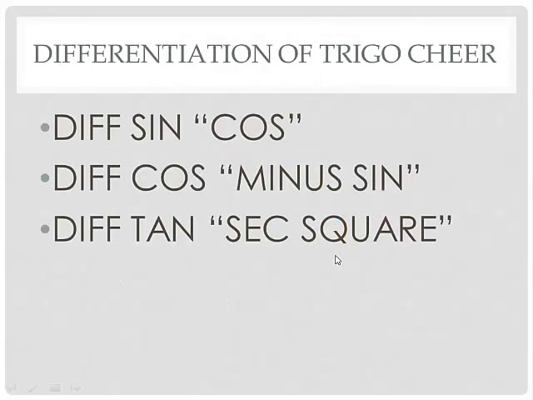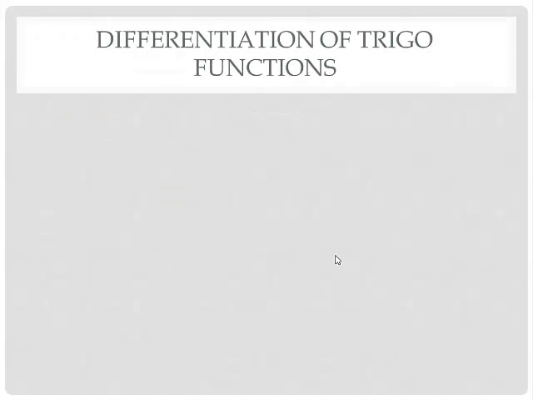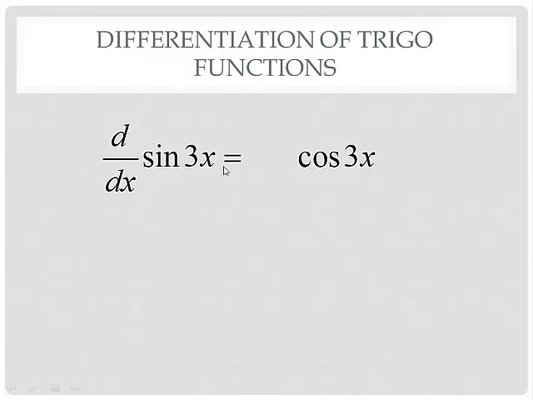With this, you are ready to do some examples on the differentiation of Trigo terms. Suppose you are asked to differentiate sine 3x. So you just cheer. Differentiate sine, cos. Copy 3x. Differentiate 3x, in which you get 3, and you place it in front.